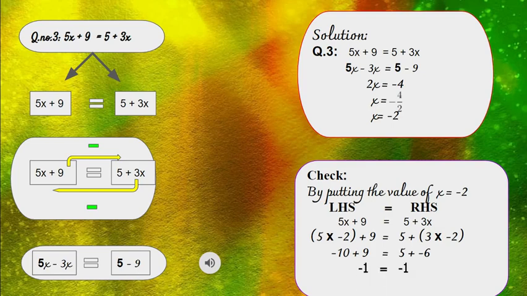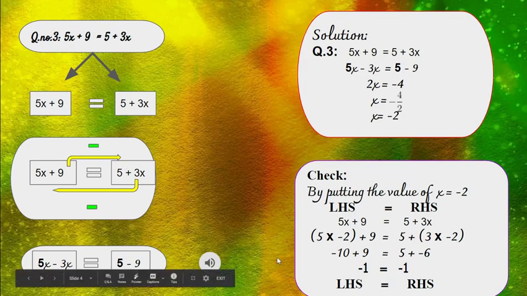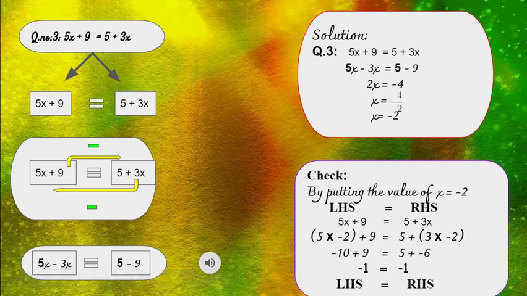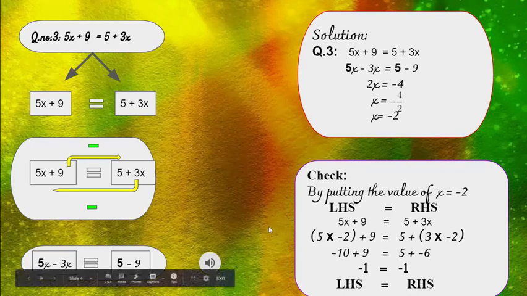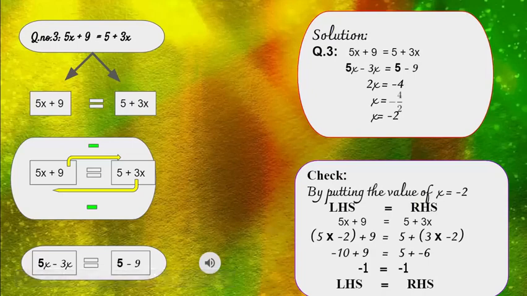So left side we got minus 1. Now see right side. Right side 5 plus 3 into minus 2, that is 5 plus minus 6. Here also different sign. So subtract 6 minus 5, 1. The sign of 6 minus. So minus 1. So here we got both the sides, the answer is minus 1. So LHS is equal to RHS, proved. So our answer is right.